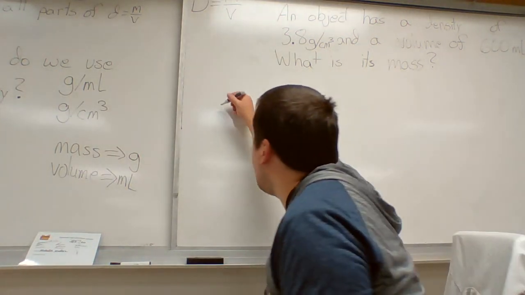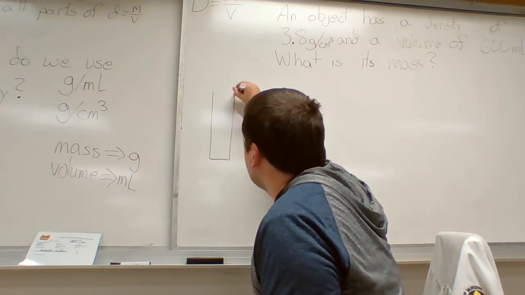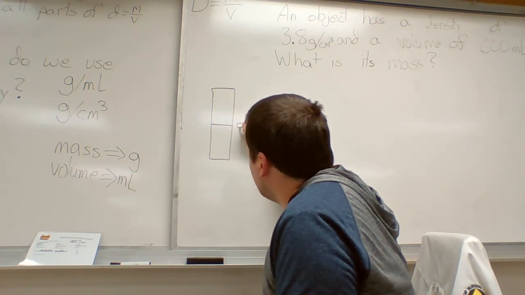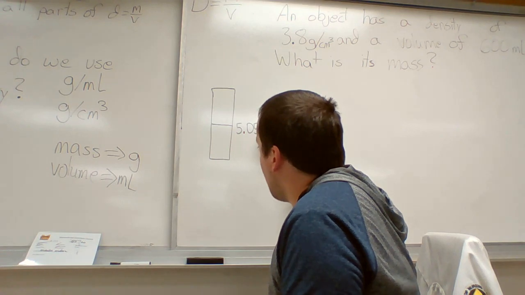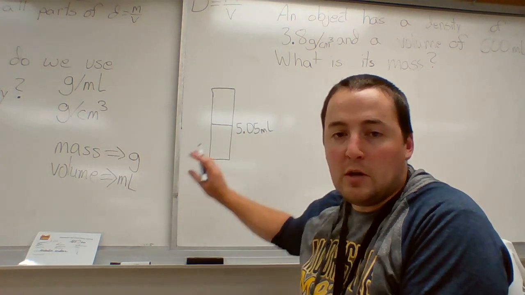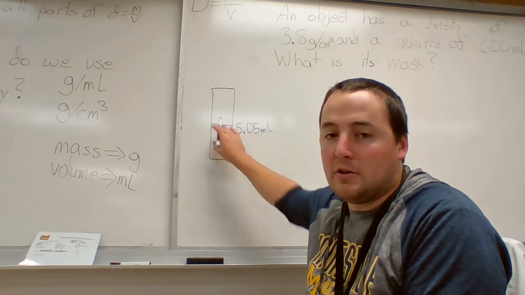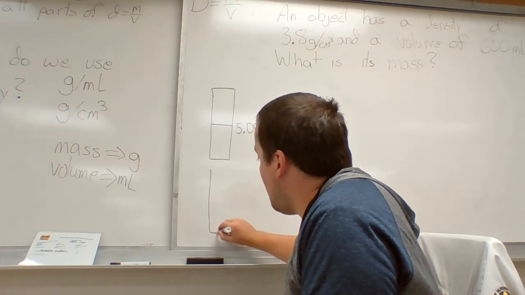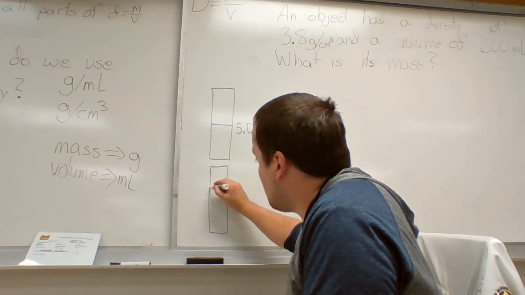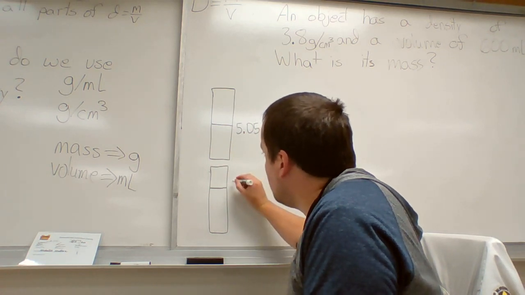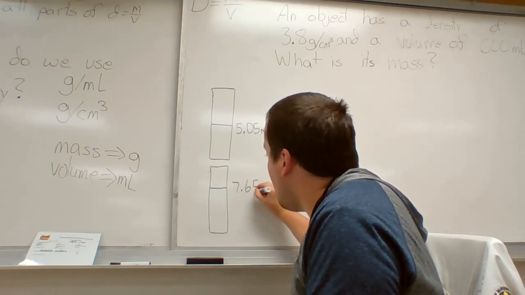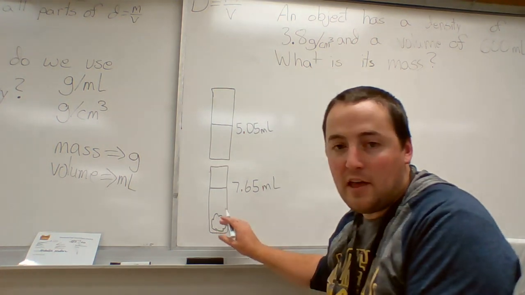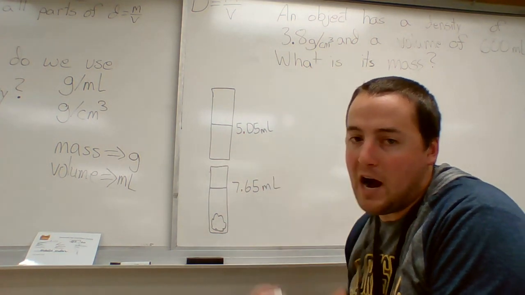So let's say they had a graduated cylinder, and the water started at 5.05 milliliters. Okay, so they have the graduated cylinder, the water's at 5.05 milliliters. Now let's say they place the object in there, and the object causes the water to rise to 7.65 milliliters. So now they have their object that is in that liquid causing that water to rise.